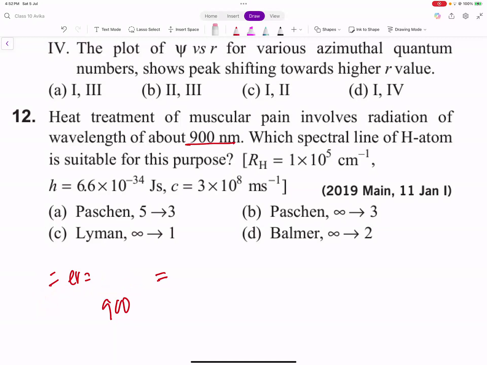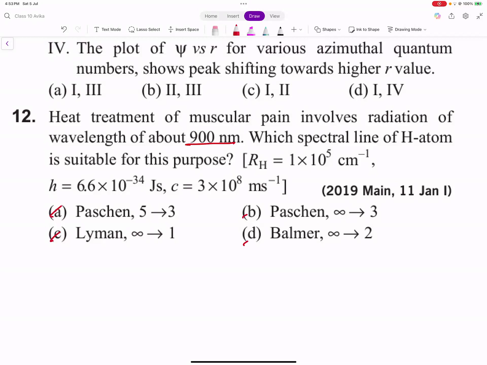Again, do it. See, otherwise it will be quite lengthy and we are susceptible to errors. Here we are doing it so quickly. We just need eV. I got 1.3811. Okay, and that is in electron volt, right? So we have to check which of these transitions corresponds to the difference in energy of 1.38.